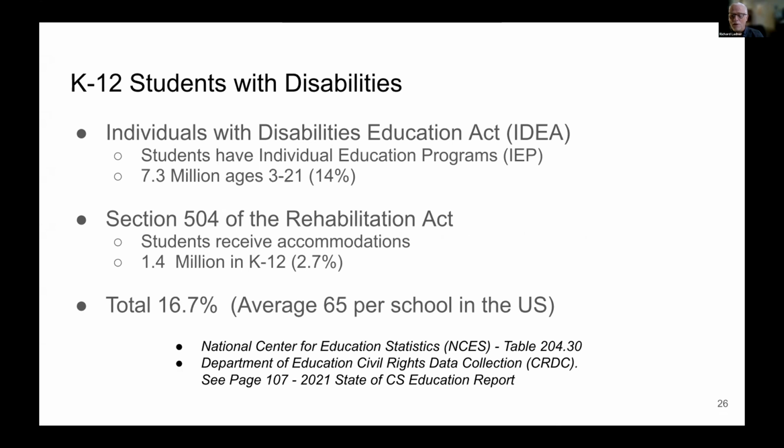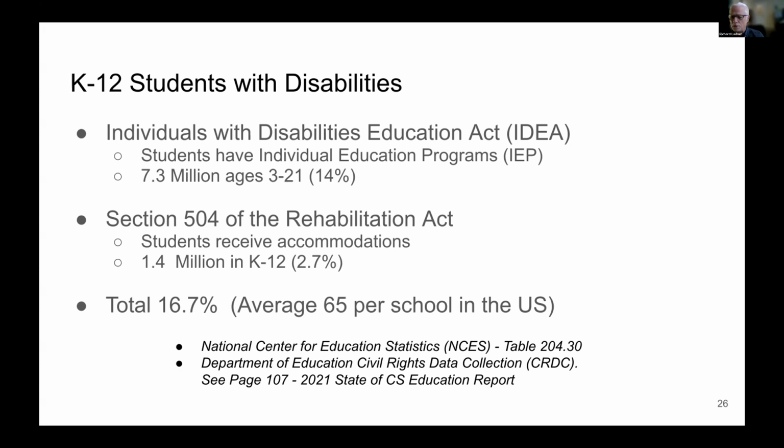And I did a little calculation. I know how many schools there are in the US. So the average is 65 students per school. And typically these students are everywhere. They're not like in ghettos. They're not clustered. Now there are some exceptions.